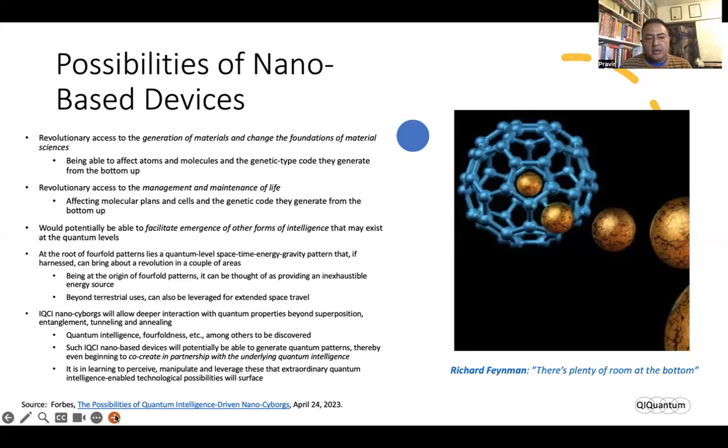Now, these IQCI nano-based devices would potentially also be able to generate quantum patterns, thereby allowing us to co-create in partnership with that underlying quantum intelligence. And these are concepts that seem far away, but if you view the quantum level in the way that I'm suggesting here, then they're not as far as it may seem. And it's also in learning to perceive, manipulate, and leverage these that extraordinary quantum intelligence-enabled technological possibilities will surface.